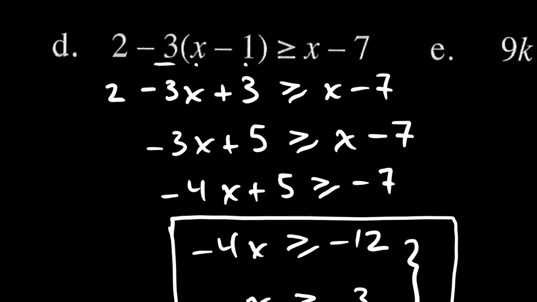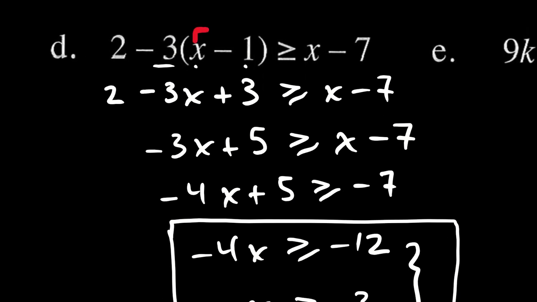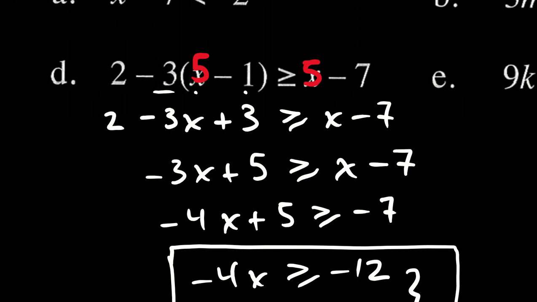But when I come back up here and plug 5 in, this x becomes a 5, and this becomes a 5. If I evaluate the parentheses, 5 minus 1 is 4. Times negative 3 is negative 12. So this is 2 minus 12, and then greater than or equal to 5 minus 7. Well, 5 minus 7 is negative 2. And on this side, I've got negative 10.